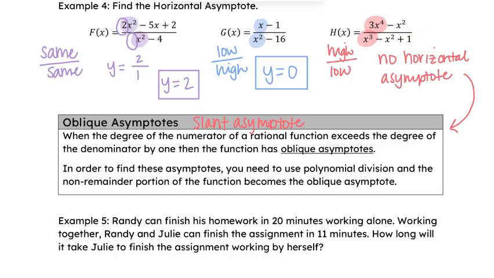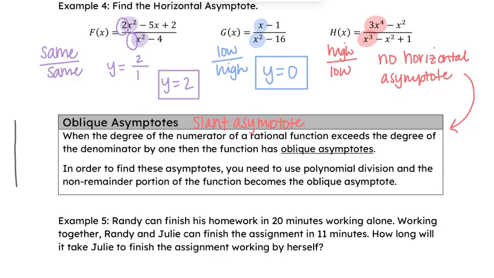So an oblique or slant asymptote, we're not going to actually go through how to find those for our class, but we are going to talk about what they are, what they look like, and if you go into calculus, you will kind of look at them. But what it says is when the degree of the numerator of a rational function exceeds the degree of the denominator by 1, then the function has oblique asymptotes. In order to find these asymptotes, you need to use polynomial division, so long division or synthetic division, and the non-remainder portion of the function becomes the oblique asymptote.